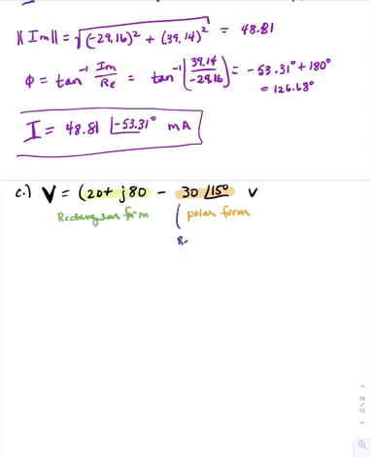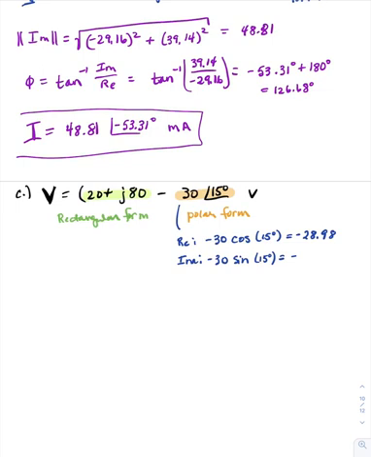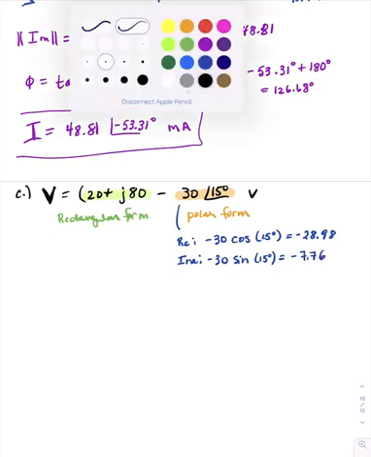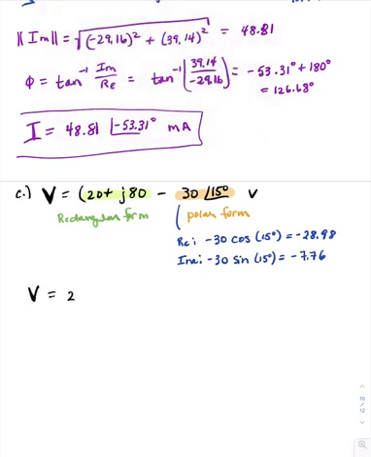And so the real part, and you don't have to take the minus, but I'm going to, minus 30 cosine 15 degrees. Minus 30 cosine 15 is minus 28.98. The imaginary part is minus 30 sine 15 degrees. Minus 30 sine 15 would give us minus 7.76. So if we write this out, V is equal to 20 plus J80 plus minus 28.98 minus J7.76.